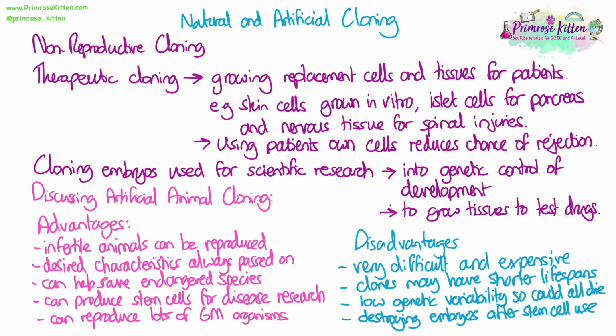Again, similar to plant cloning, they have low genetic variability, so a population of cloned organisms could die because they're going to be susceptible to diseases. Also, there are ethical issues surrounding the production of embryos for stem cell use, so producing these embryos, using them for stem cell research and then maybe destroying them or not taking them further is seen as destroying a life. So sometimes there can be objections around producing embryos for disease research rather than to produce organisms.